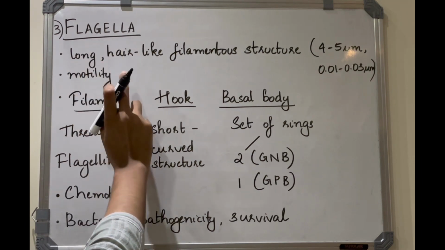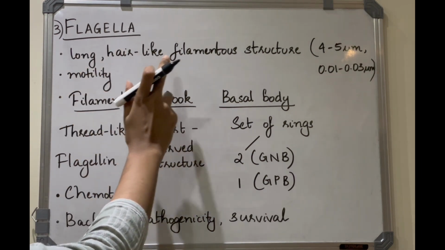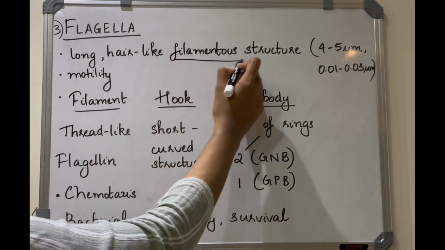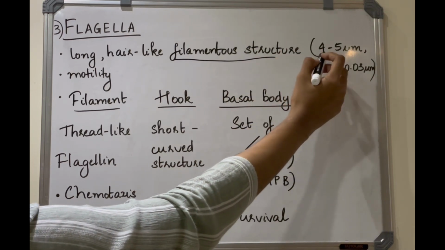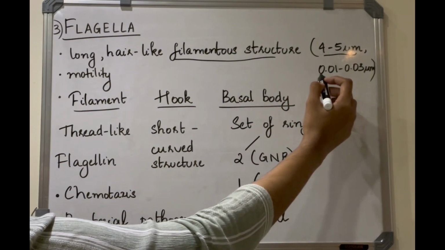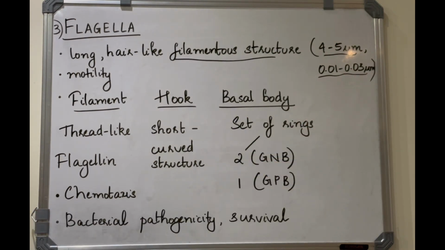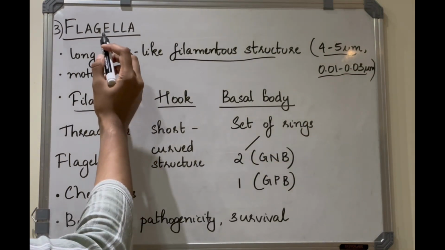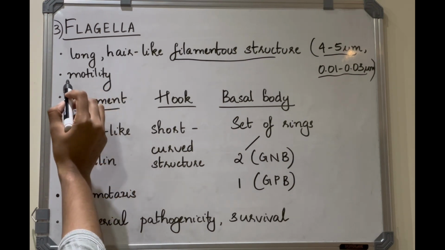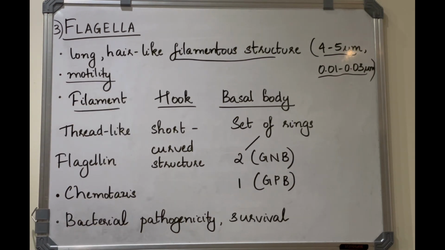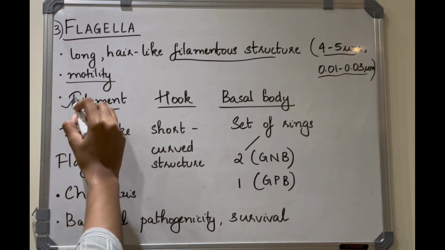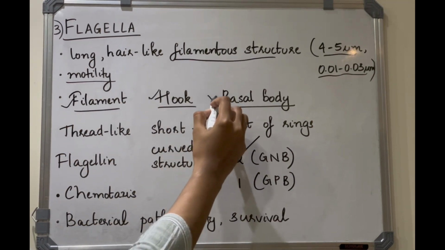Flagella. Flagella are long hair-like filamentous structures that are 4 to 5 μm long and 0.01 to 0.03 μm in diameter. What the flagella does is that it provides motility to the bacteria. The flagella has mainly three parts: filament, hook and basal body.